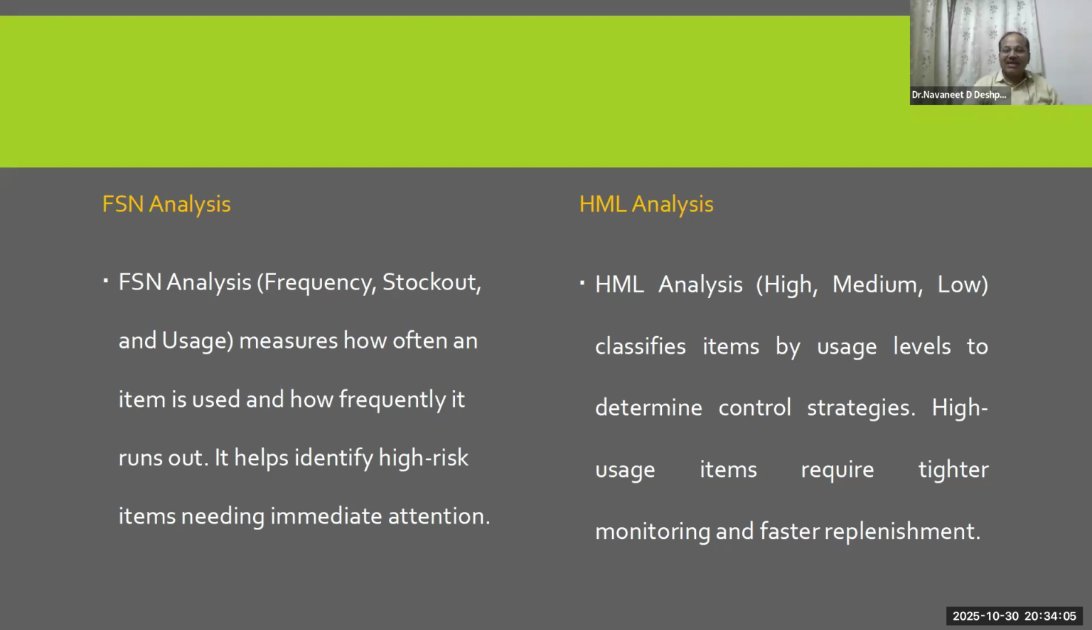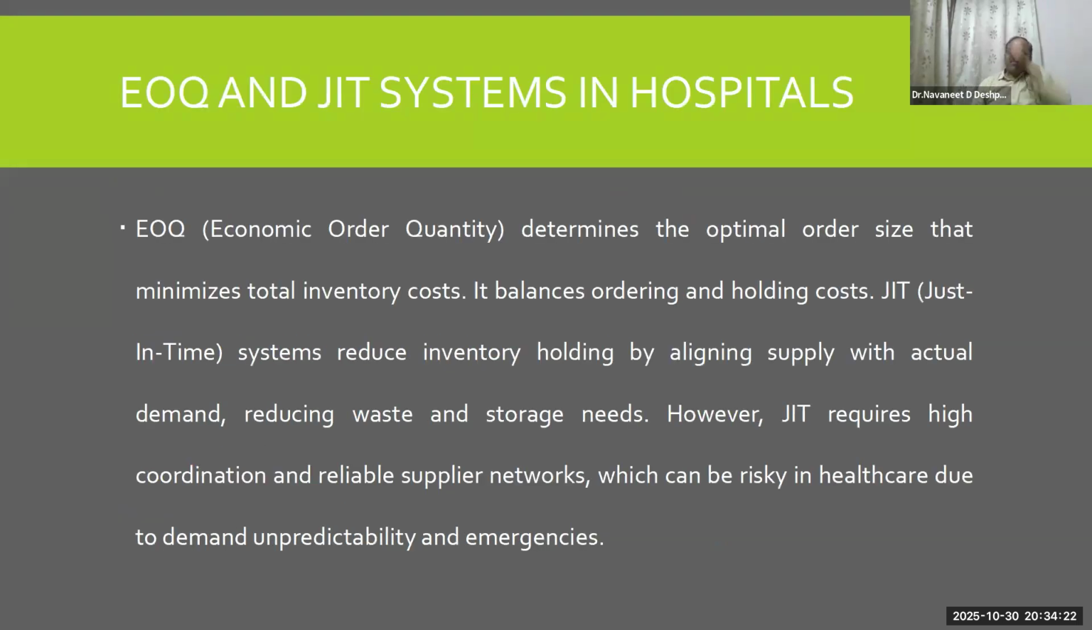So these kinds of analysis are models which you can know all the time: ABC analysis, VED analysis, FSN analysis, and HML analysis. Fine, nice. I suppose this has covered most. Finally, coming to the last slide, EOQ, economic order quantity, and JIT.